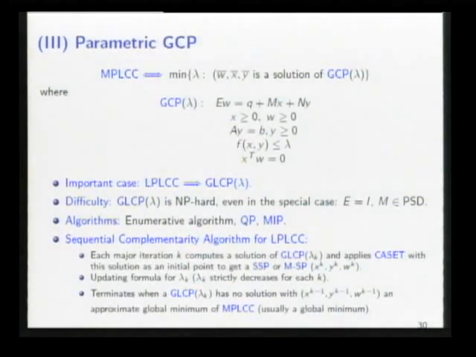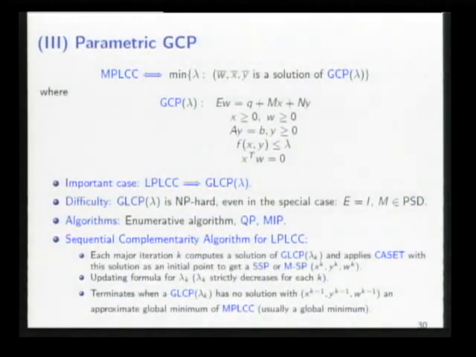Because in order to update, usually you can do it by solving this when there is a solution. Remember I said, when you have a GLCP and you have a solution, it's easier. But the problem is the last one, when you have to terminate, because the last one has no solution.